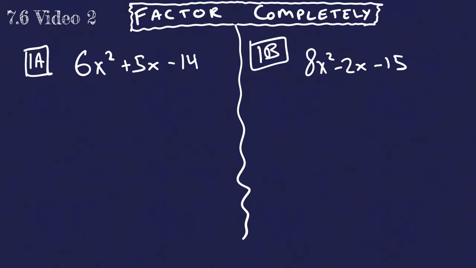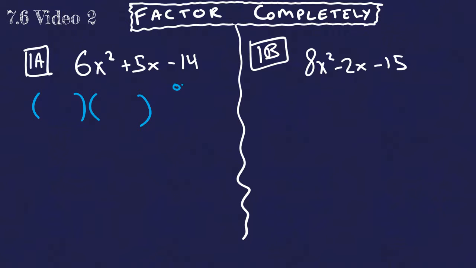Okay, as always, our first check is: is it in standard form? So take a look at problem 1A here on the left. It is in standard form, and there is no GCF. 6, 5, and 14. Remember, you check all the numbers. 6, 5, 14. So there's no GCF, so I can go ahead and start with my parentheses.